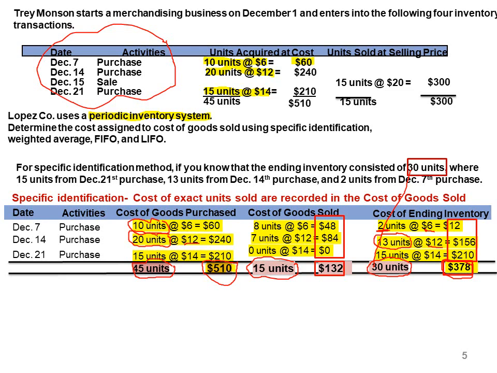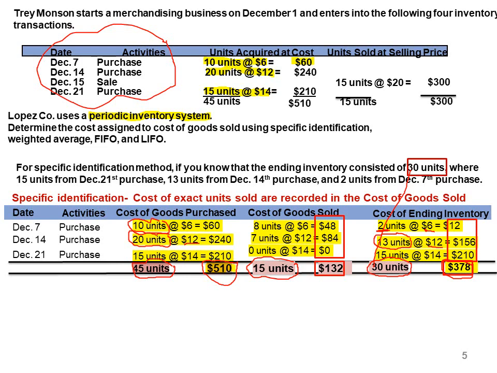So what happened to the difference? The difference is 15 units. They are sold. So this is another way to calculate the cost of goods sold: subtract the difference between cost of goods purchased and the cost of ending inventory. So again, cost of goods sold equals cost of goods purchased less cost of ending inventory. Here I had units purchased equal to 45 and ending inventory equal to 30 units. So the difference, which is 15 units, represents sold units.